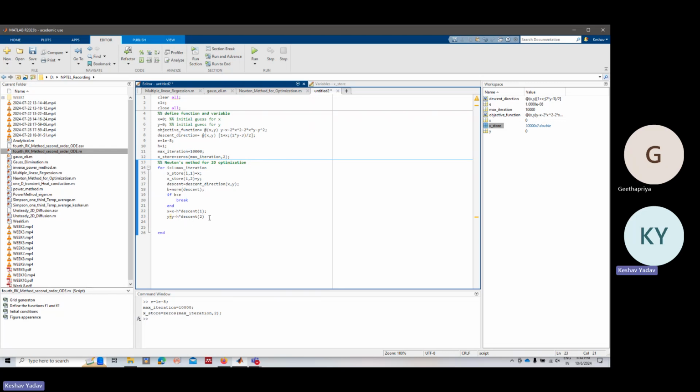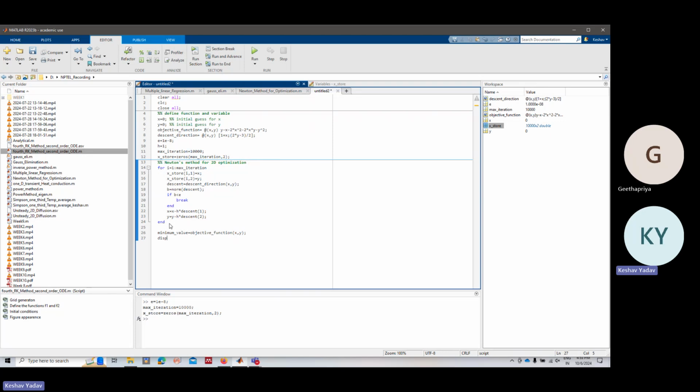So now I have done all the things that are required. Now suppose my loop has been ended. Now I need to define the minimum value. Minimum value will be equal to objective function at the xy at last iteration. So this is my minimum value.